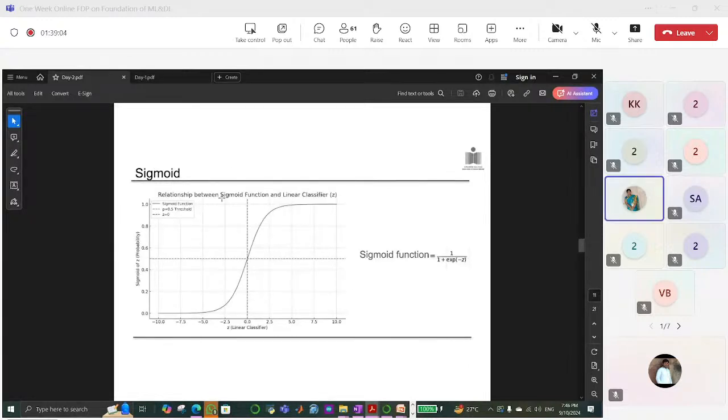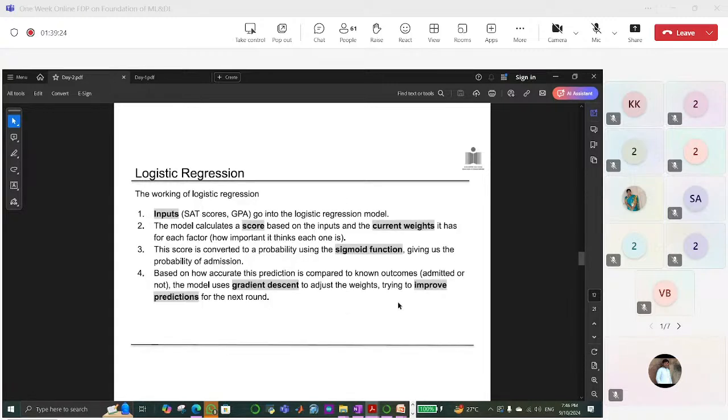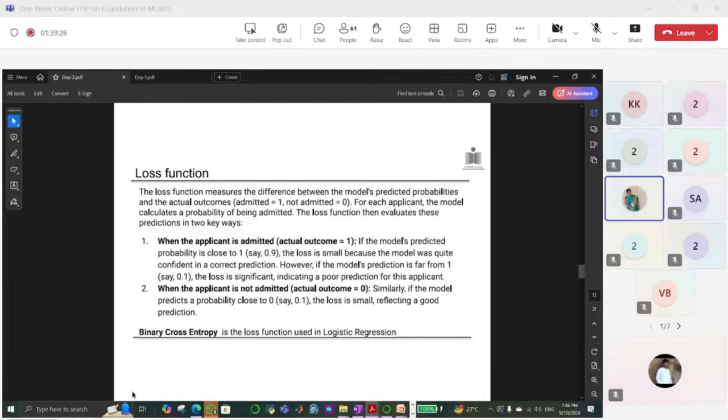And the relationship between the sigmoid function and the linear classifier: on the axis we have 0, 2.5, 5, 7.5 and 10. At 10, the maximum value is 1. The sigmoid function means 0 to 1, so the predicted values are between 0 and 1. And this is the loss function. How to calculate the loss function?